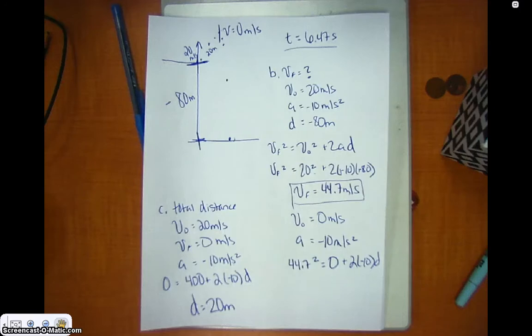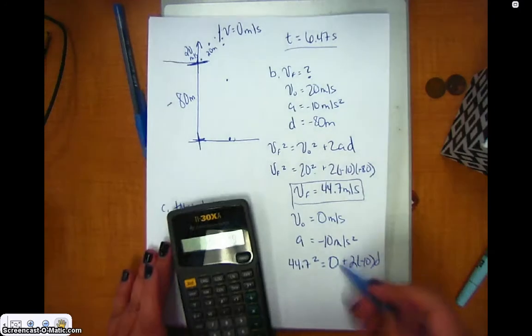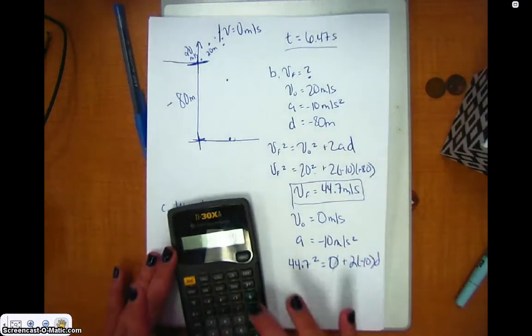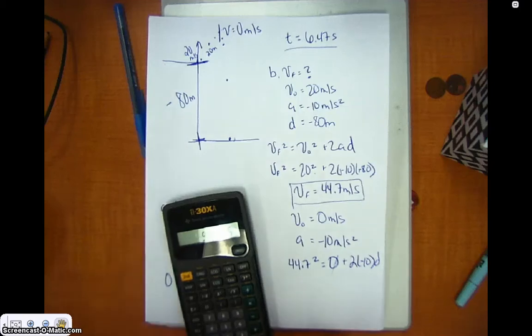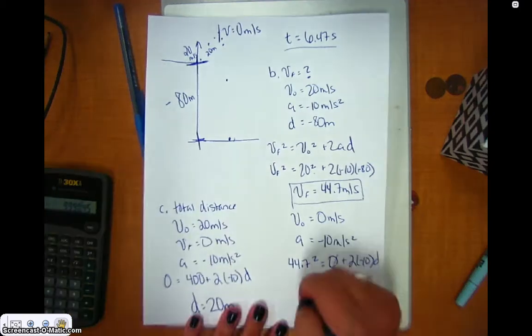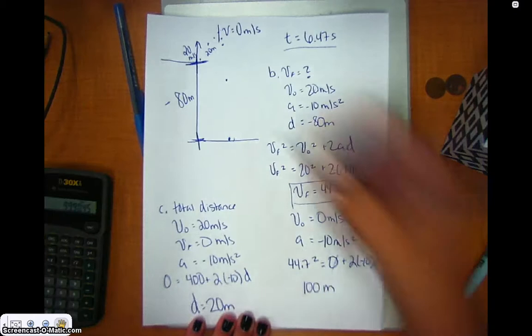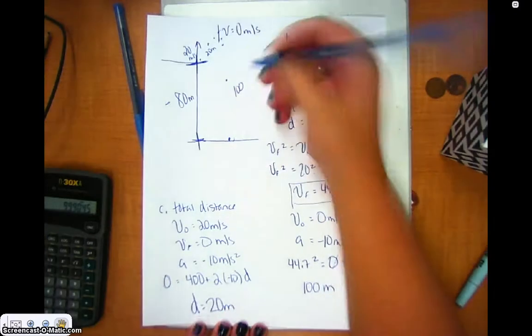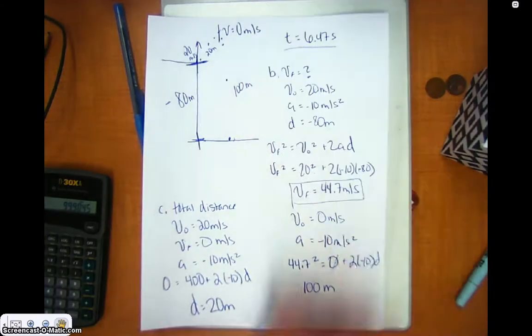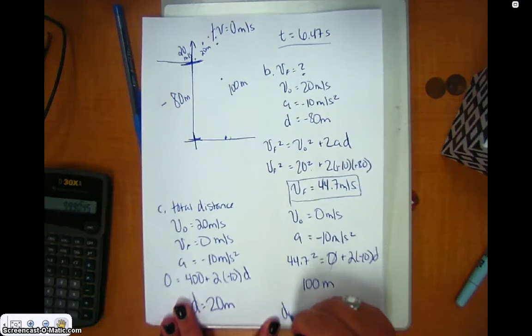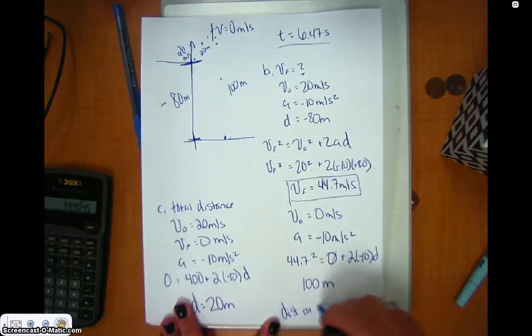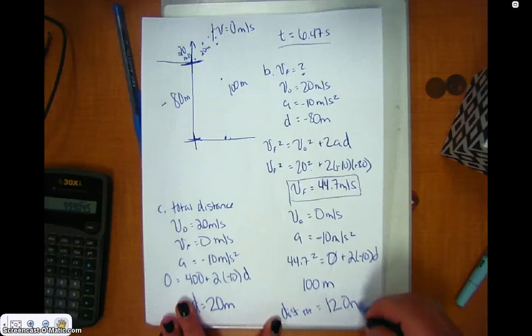So I take 44.7 squared, and then obviously that cancels, and I'm going to divide by 20 or negative 20, and I get about 100 meters. So 100 meters from here down. So what would the total distance be? It would be this plus this. So the answer to distance total is 120 meters.